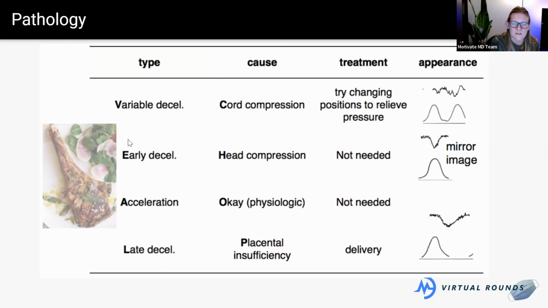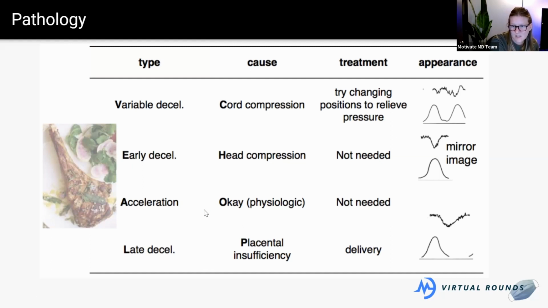The next one is early decelerations. This is going to look like a mirrored image of the contraction. So you'll see the heart rate dropping down at the same time as the contraction. And then once the contraction starts to let up, the heart rate is going to return to normal.